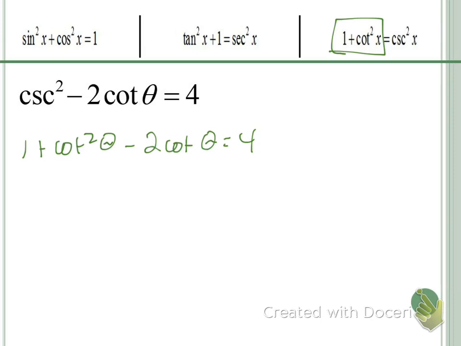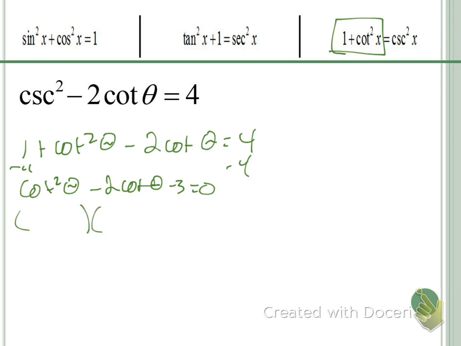Okay. Do some rearranging so it's in standard form. We go cotangent squared theta up front minus 2 cotangent theta, and then I got to subtract 4 from both sides. 1 minus 4 is negative 3. Put that at the end. Okay? Got to make sure that your equation's equal to 0 before we can go solve.